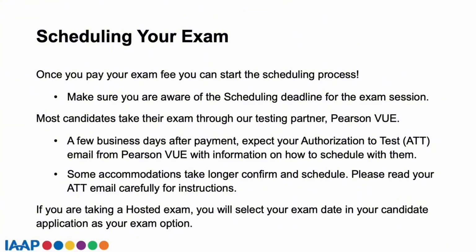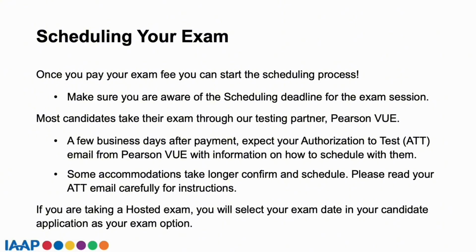If you choose to take the exam through our testing partner, you can expect an authorization to test (ATT) email from Pearson VUE with information on how to schedule 3 to 5 business days after you have paid your exam fee. Please be aware some accommodations take additional business days to confirm and schedule. For example, if you plan to take your exam at a test center but need a private room to read aloud to process, IAAP must confirm with Pearson VUE that there is a test center in your area with a private room. This can delay the ATT.